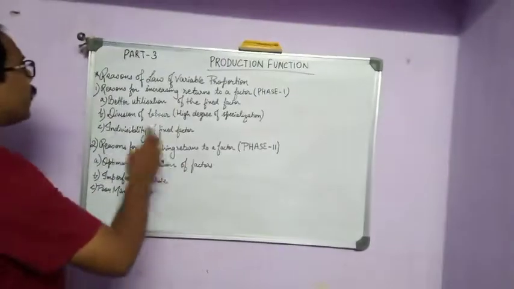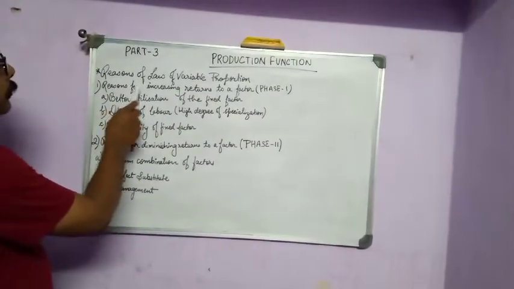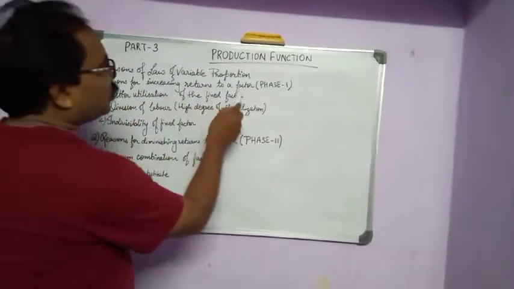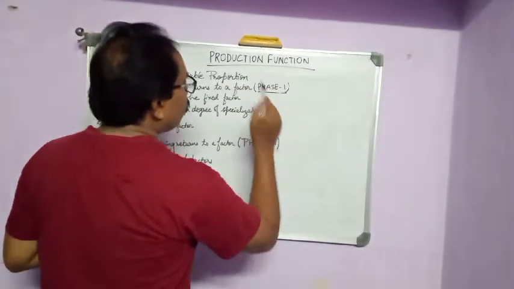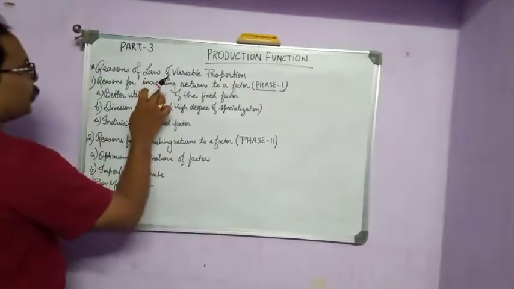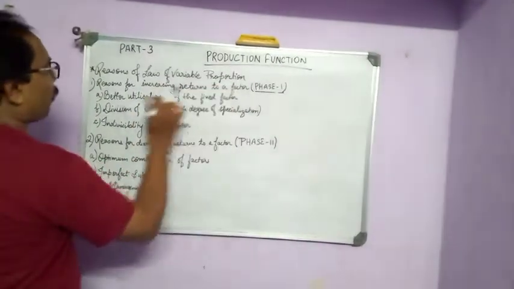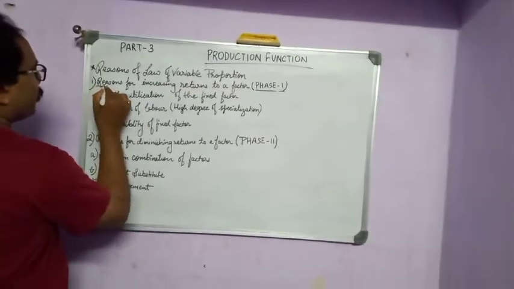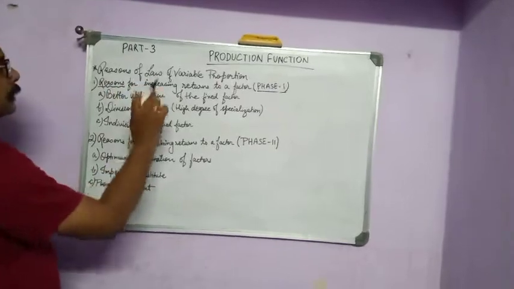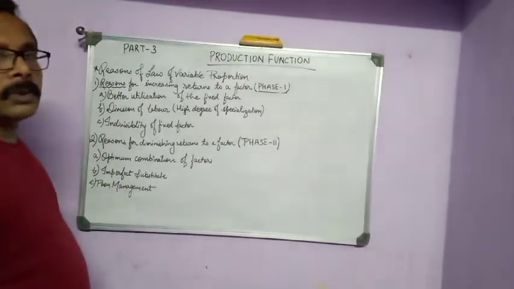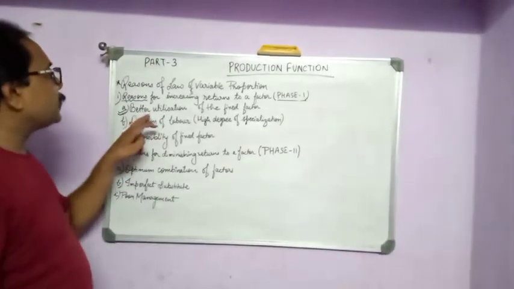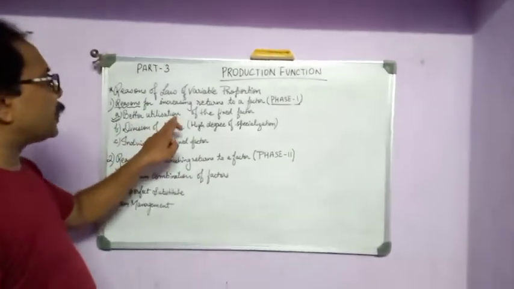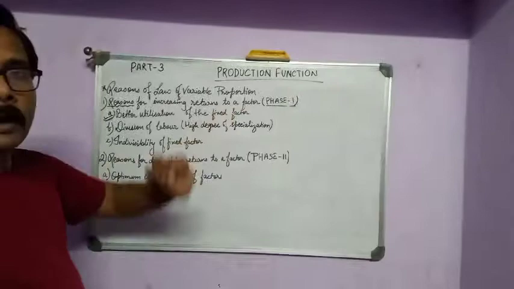So here I have written reasons for increasing returns to a factor, that is known as phase 1. So phase 1 is related to increasing returns to a factor. That's why the term used here is reasons for increasing returns to a factor. The first reason I am going to discuss is the better utilization of the fixed factors.